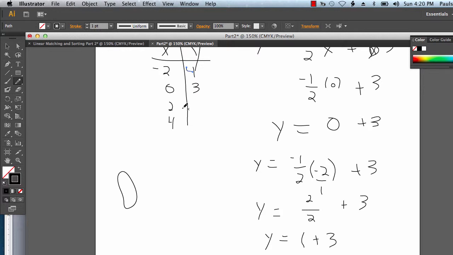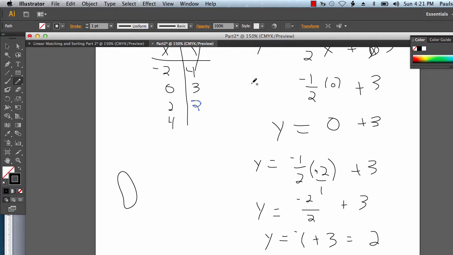When x is positive 2, negative 1 times a positive 2 is negative 2. So in this case, you'll have the negative 2 over 2, which is negative 1. So that changes your answer to 2. So where x is 2, y is 2.